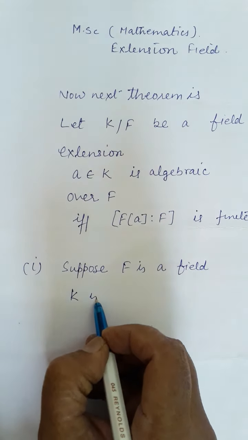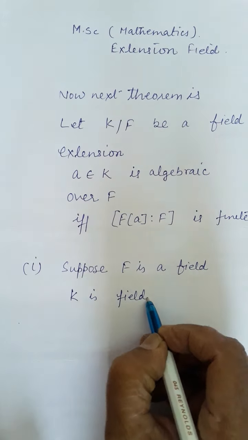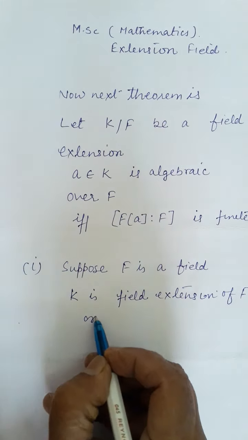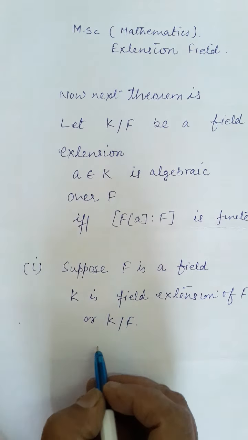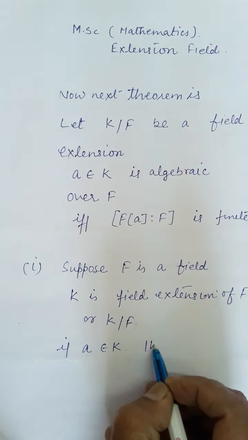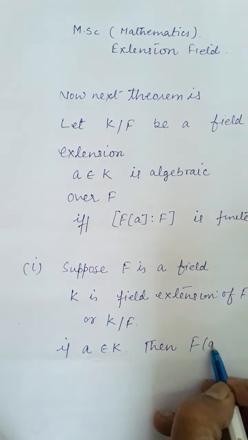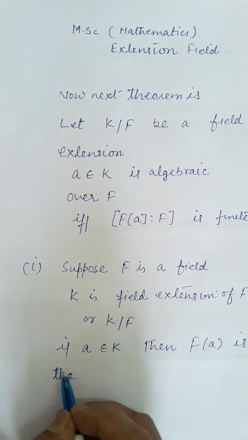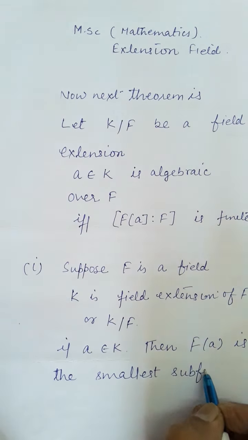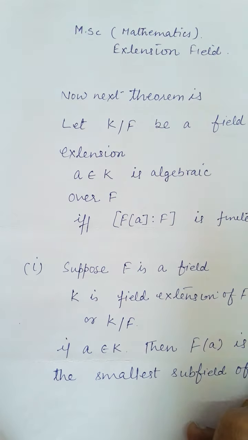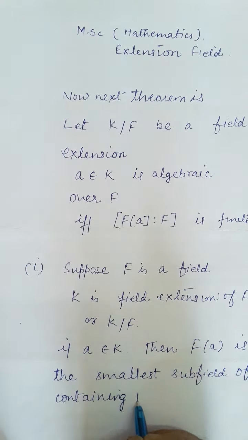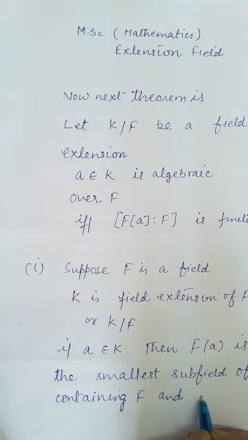Suppose F is a field and K is a field extension of F, written K by F. If a belongs to K, then F(a) is the smallest subfield of K containing F and a both.